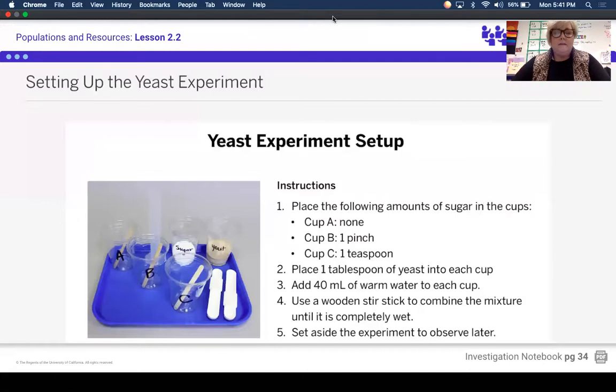Then the second definition is resource population. Your resource population is the population that is eaten by organisms from another population. And again, you're used to this being called the prey. We won't call it that. It'll be the resource population. So go ahead and write that definition down, please.